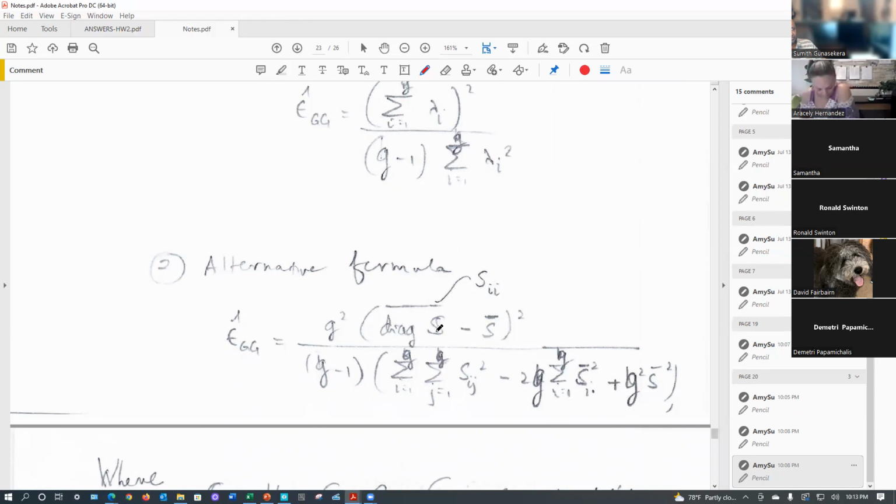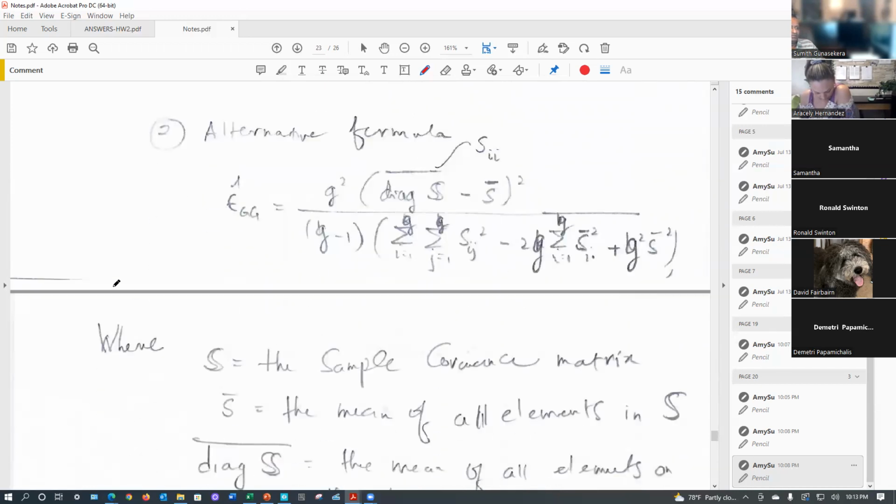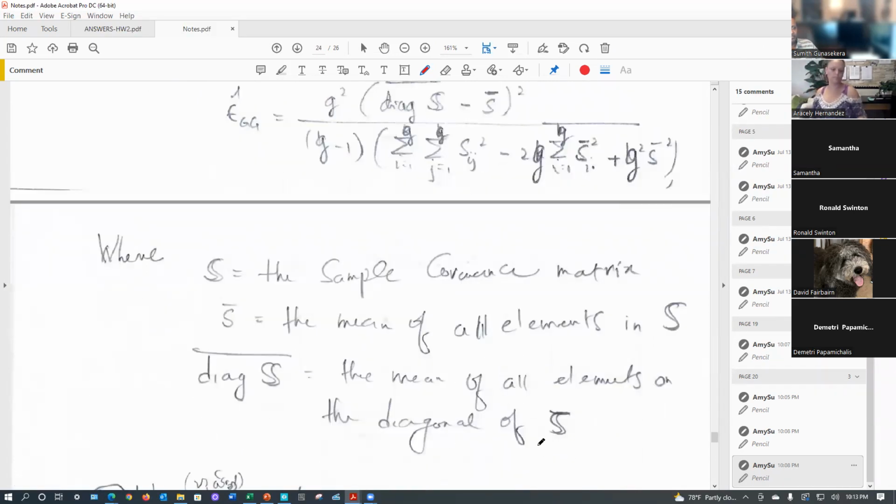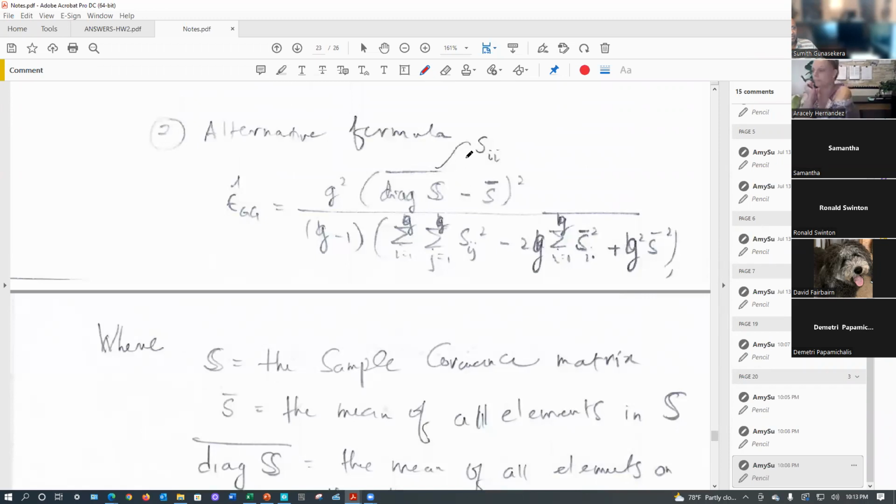You go to the original one, the alternate formula, with S bar and all kinds of stuff. S is the sample covariance matrix. The mean of all elements in the diagonal is s-bar-a-a. Sometimes you can use s-bar-i-i, and the average.